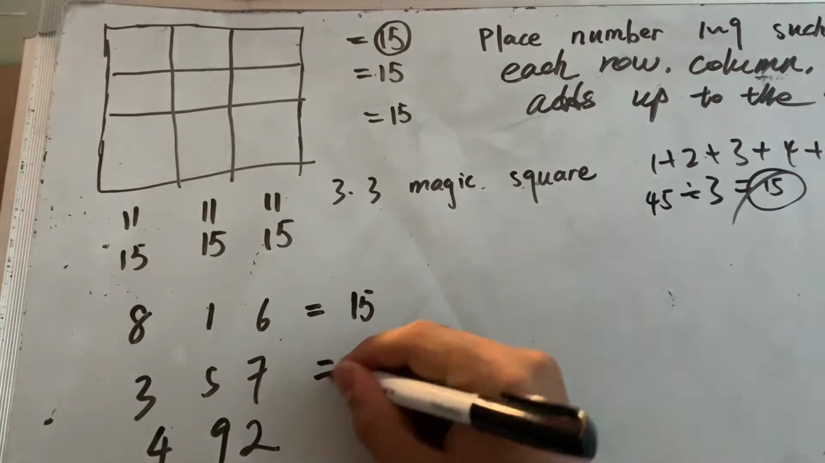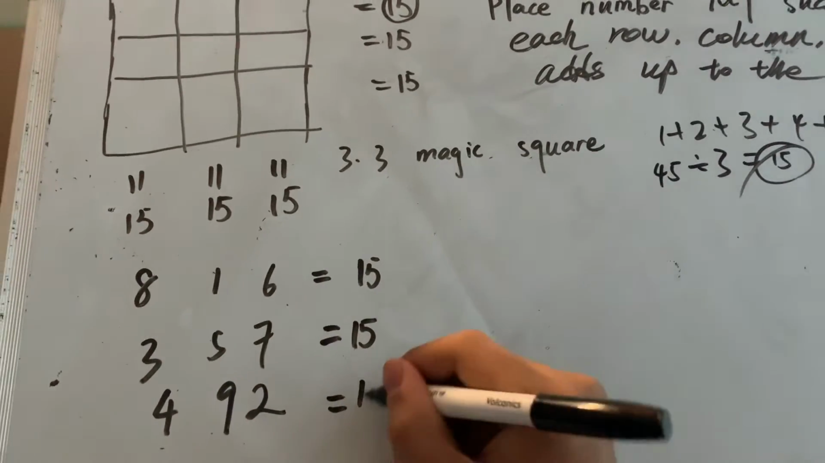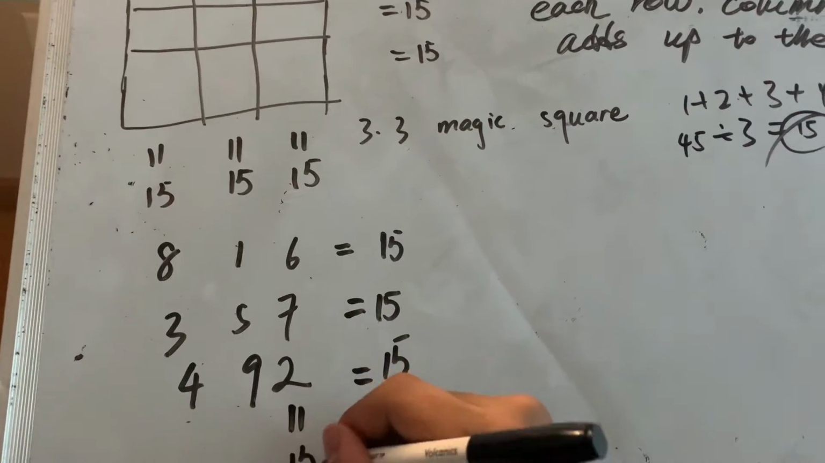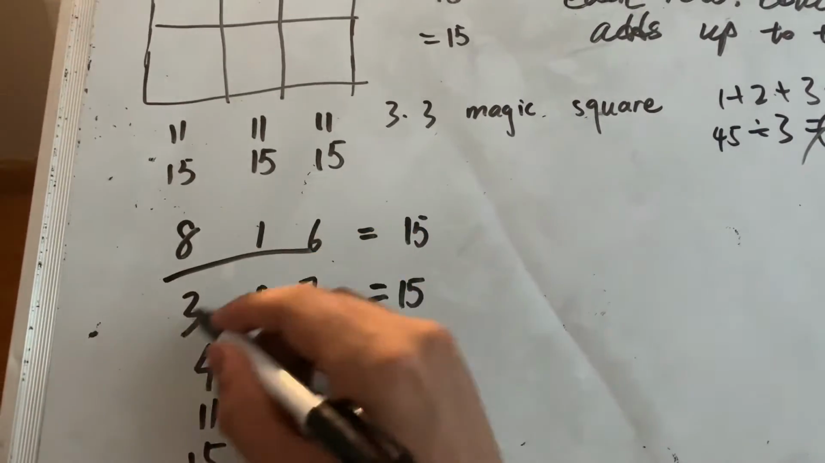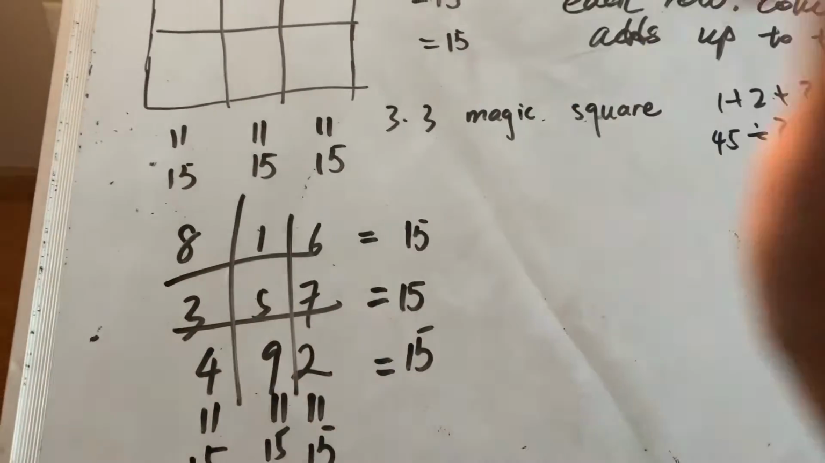This adds up to 15. This adds up to 15. This adds up to 15. This adds up to 15. This adds up to 15. And this adds up to 15. So it's like this. This is one of them.